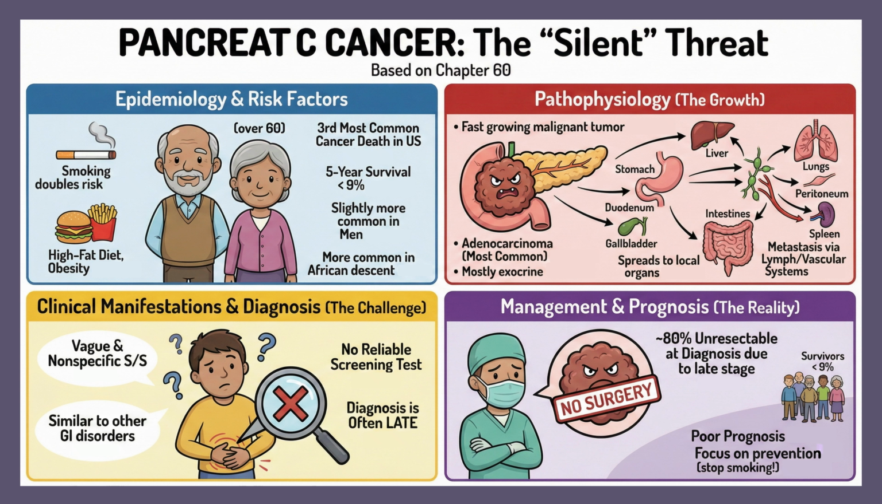If the tumor is localized to the head, neck, or uncinate process, a Whipple procedure, which is a pancreaticoduodenectomy, is performed, involving the resection of multiple organs and reconstruction of the GI tract. For tumors in the body or tail, a distal pancreatectomy and splenectomy may be performed.